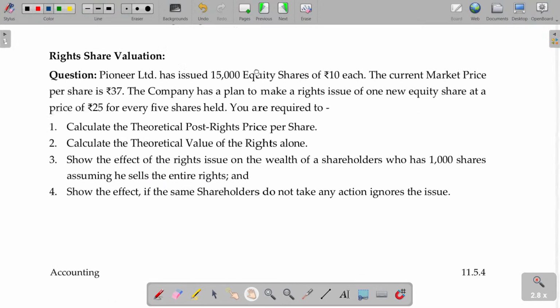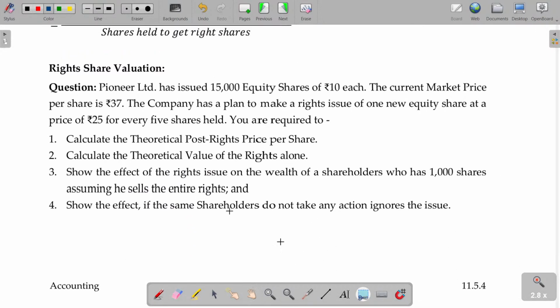Now let's see. We try to solve this illustration.